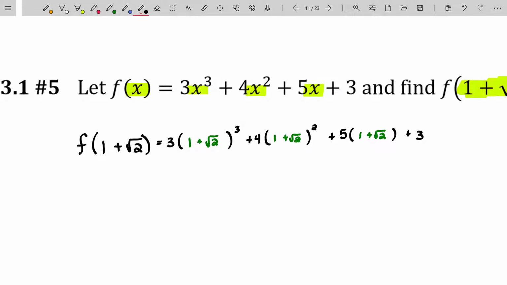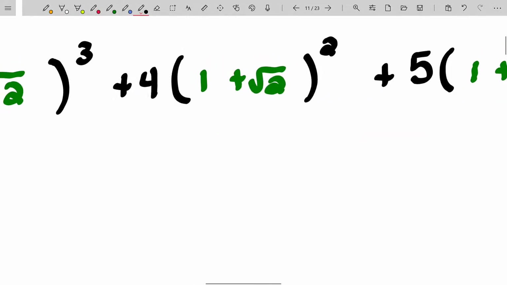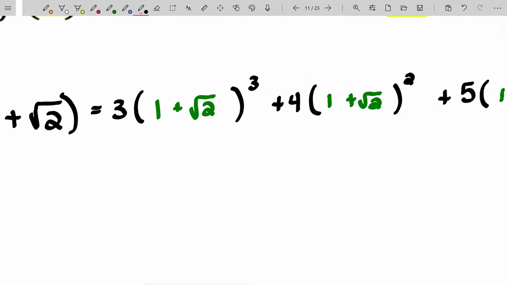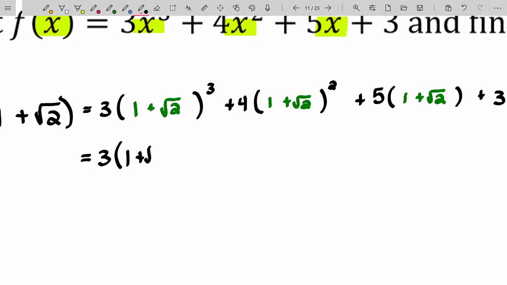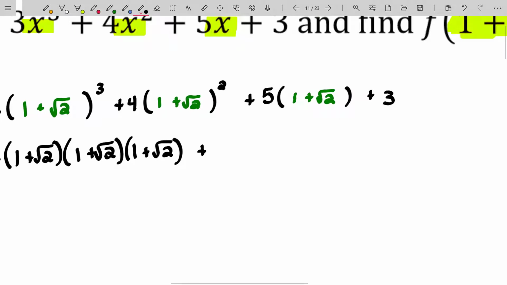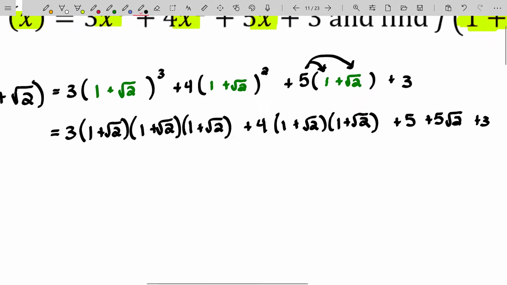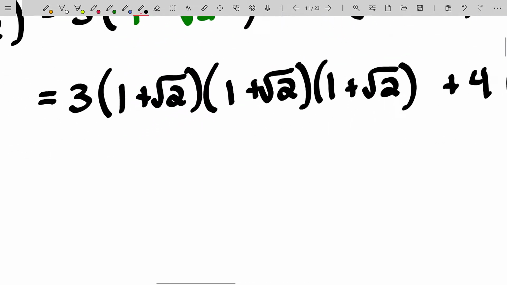And at this point, your prerequisite ability to do arithmetic and multiply radicals should come into play. Also, you should note that powers do not distribute across addition, so don't do that. That's a bad no-no. I'll write this as 3 times 1 plus root 2 times 1 plus root 2 times 1 plus root 2, just to showcase my mindset, plus 4 times 1 plus root 2. And so what I did here is I actually already distributed this 5 across because there was no other multiplication happening there. Now let's go ahead and perform some binomial multiplications.